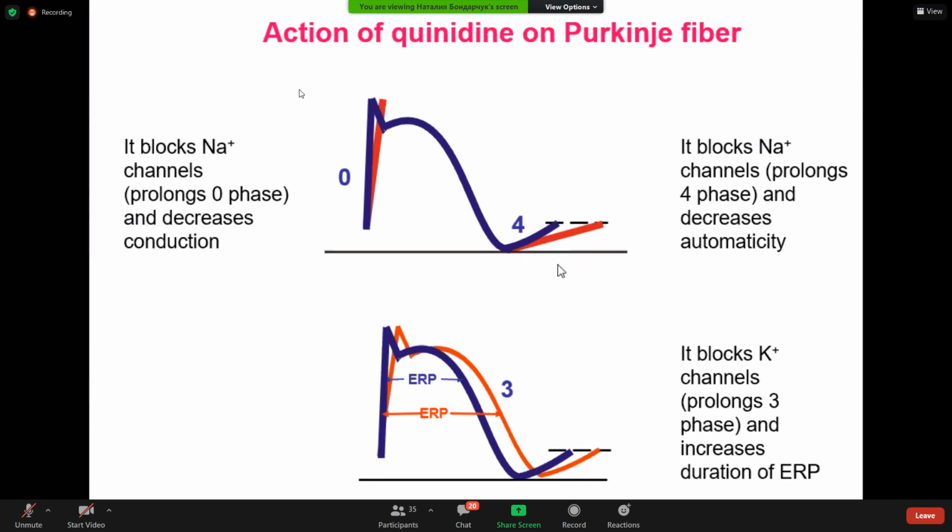An additional mechanism in the antiarrhythmic action of quinidine is the inhibition of potassium channels that play a major role in the third phase, and the third phase is responsible for the duration of the effective refractory period, ERP. So this drug prolongs the third phase because it blocks potassium channels and increases the duration of ERP.